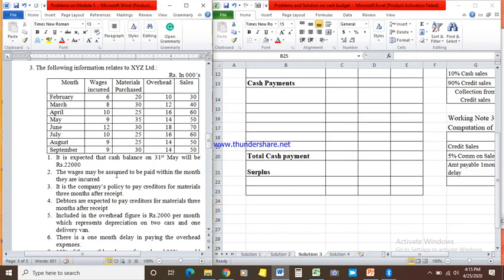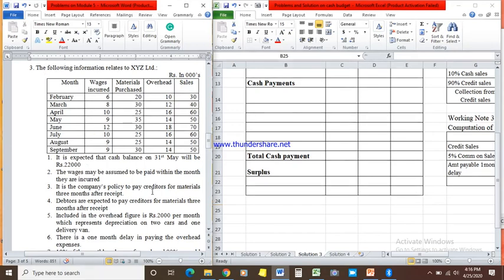The wages may be assumed to be paid within the month they are incurred. So wages information is given. So the wages may be assumed to be paid within the month they are incurred. So which means when the wages have been incurred for the month of February, they are paid within that particular month itself. So as and when the wages get accrued, the payment is made within that particular month.